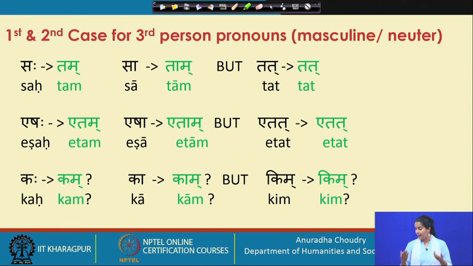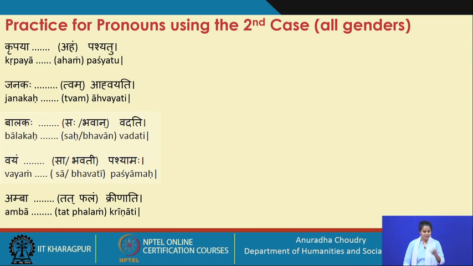Similarly, if I say etat vastram asti, aham etat vastram pashyami. Kim vastram pashyami? Etat vastram pashyami. So I hope you've understood how the third person pronouns work in the second case. Okay, so quickly a small exercise. Kripaya aham pashyatu will be kripaya mam pashyatu. So, please see me.